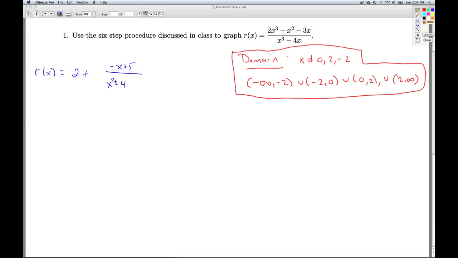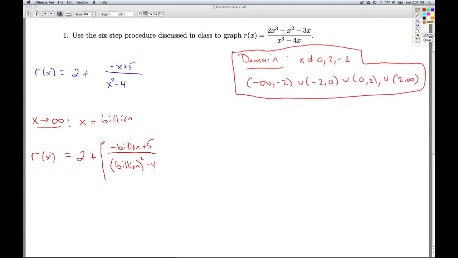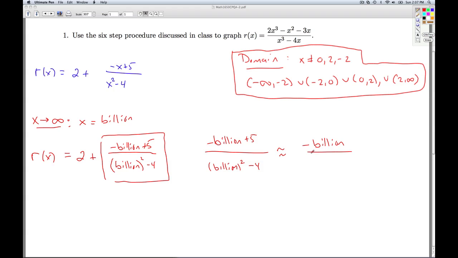Okay, so here's our function rewritten. I'm going to look at what's happening as x goes off to infinity. So I can think of plugging in, say, x equals 1 billion. So I look at my r of x. It's 2 plus, and in the numerator I get negative 1 billion plus 5, and on the bottom I get 1 billion squared minus 4. And so I know that 2 is the horizontal asymptote, so I want to take a closer look at what's happening here with this leftover piece. So if I take negative 1 billion plus 5 over 1 billion squared minus 4, well, the thing that really matters up top is that negative billion. The thing that really matters down here is the billion squared.